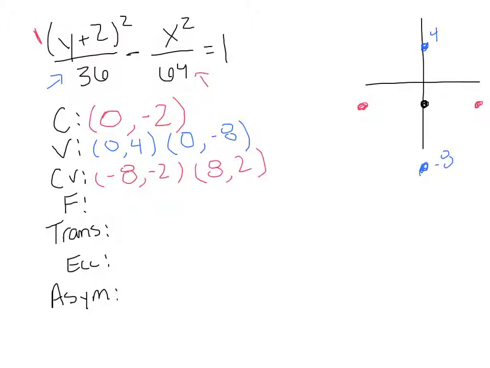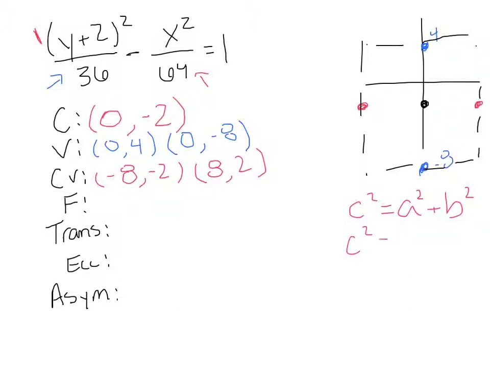So now we have enough information to sketch that rectangle. Like I said, that'll help us draw our asymptotes. Foci. Let's find the foci next before I finish my graph. The foci are going to be found using the equation c squared equals a squared plus b squared. So in this case, c squared is going to equal 36 plus 64. So c squared equals 100, so c equals 10.